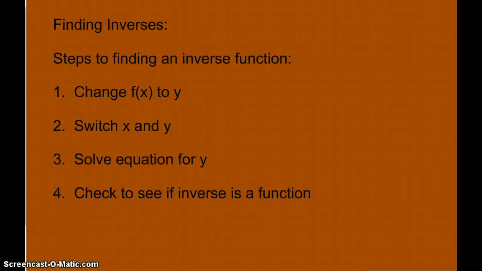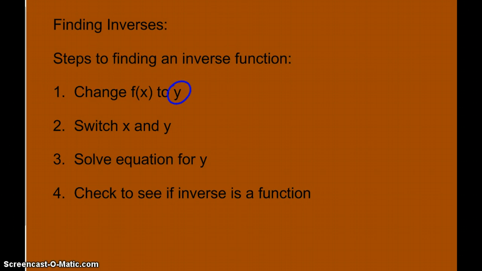Here is a list of steps to follow when you're finding inverse functions. To start with, we're going to change our function notation back to our traditional notation where we use y instead of f of x. So we're going to change f of x to y for our first step. Then you're going to switch x and y in the equation because that's what we said it means to be an inverse. Each point is flipped, your x and y values.